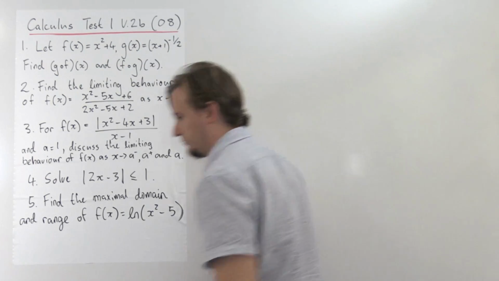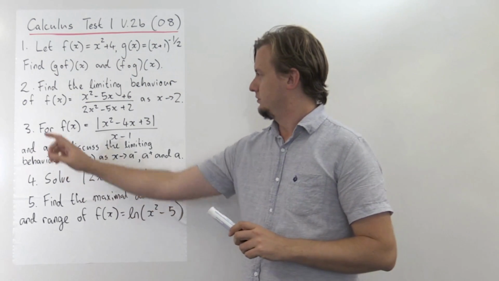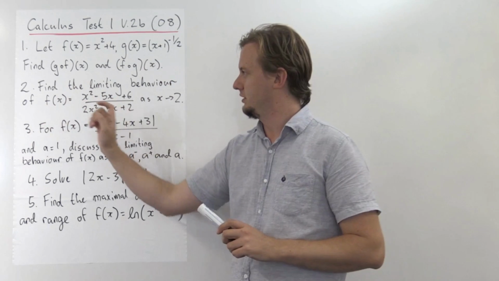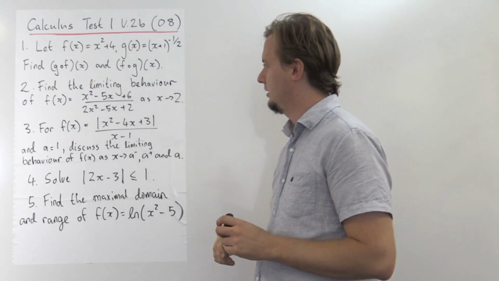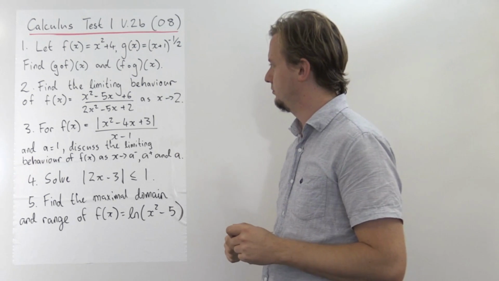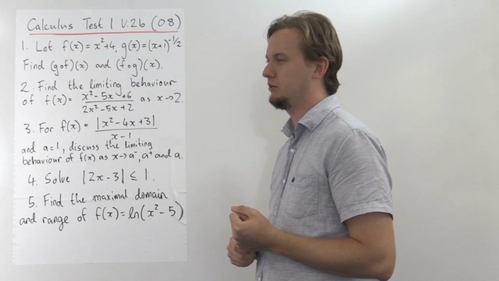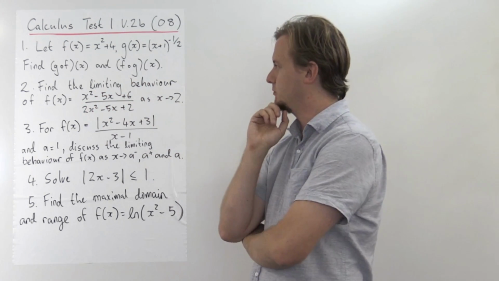Alright, so while I wait for that to dry, let's just take a look at what the next problem will be. So we want to find the limiting behavior of this function. The function here is given by the ratio of these two quadratics, and I want to know what's happening as I approach 2. Now, the behavior could be simple, although I probably don't expect it to, but let's just quickly check what happens to the top and the bottom as we approach 2.